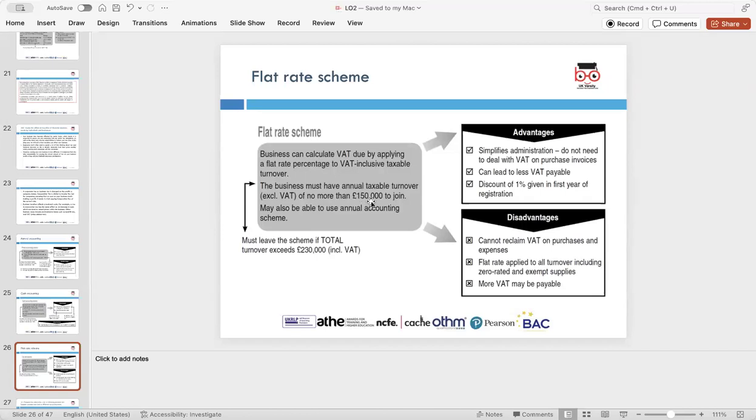Additionally, businesses may also be eligible to use the annual accounting scheme alongside the flat rate scheme. If a business's total turnover exceeds 230,000 pound, including VAT, they must leave the flat rate scheme. Again, advantages: simplified administration, can lead to less VAT payable, and a discount of 1% given in the first year of registration. Disadvantages: cannot reclaim VAT on purchases and expenses, flat rate applies to all turnover including zero rated and exempt supplies, and more VAT may be payable.